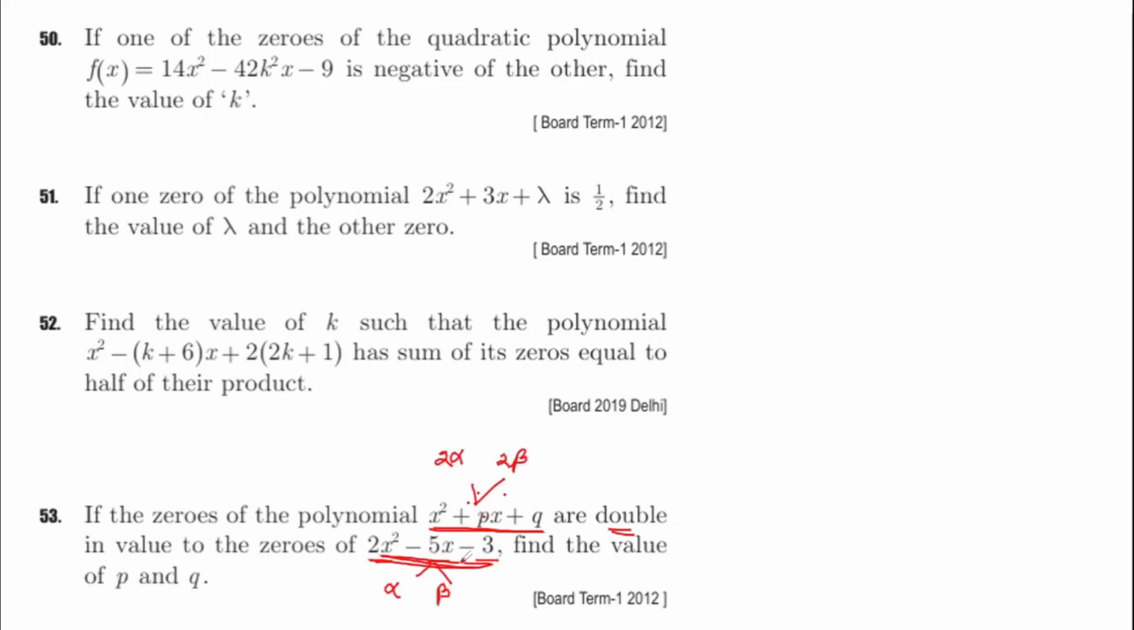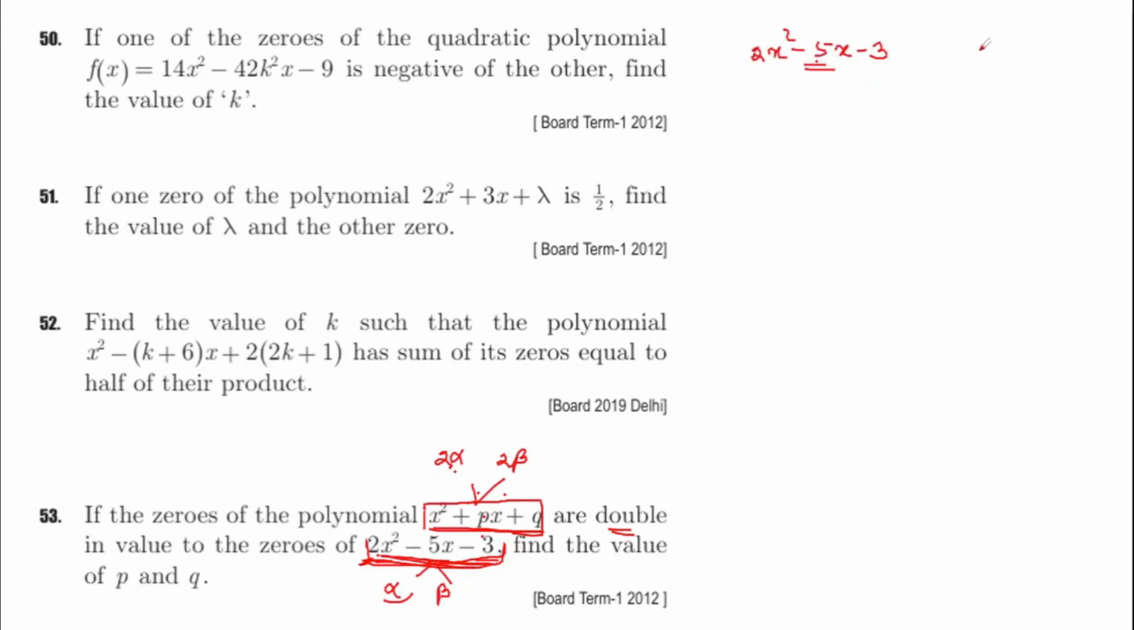Okay. So the question is given that the zeros of this polynomial will be double of the zeros of this polynomial. So let's try to find out the zeros of this polynomial, then let's double it and then find the values of p and q. So we have the polynomial 2x square minus 5x minus 3. Now let's try to factorize this thing. Now how to do the factorization? Take two numbers such that their sum will be minus 5 and product will be minus 6.